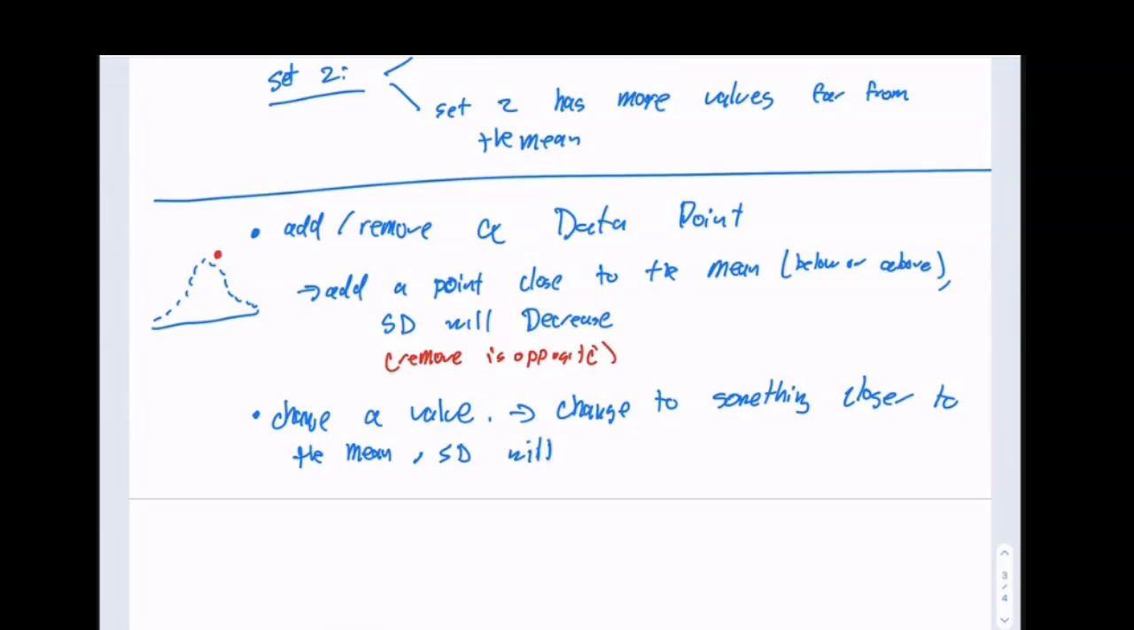You take a value and you're like, oops, that was a mistake. And the new value is actually closer to what a typical value is. What will happen to the standard deviation? It'll decrease. And same thing, further away is the opposite. It'll make it bigger.